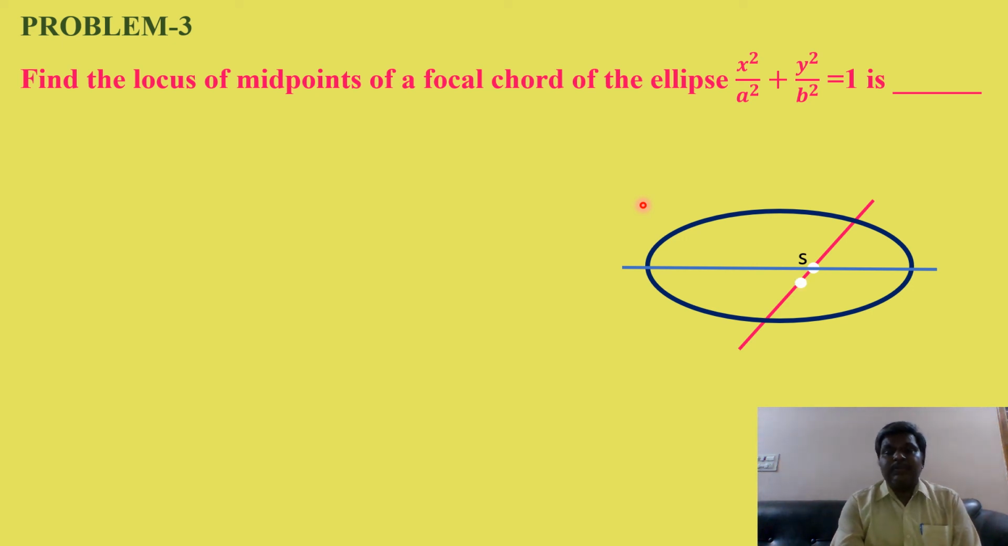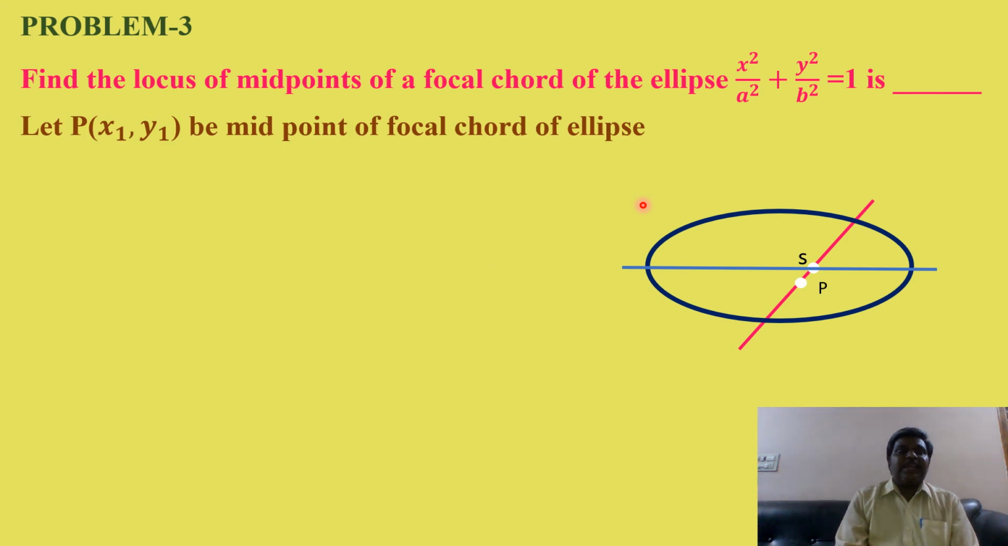Now this is the midpoint of the chord, as shown in the figure. Let P be the midpoint of the focal chord. You can draw infinite number of focal chords, so we obtain infinite number of midpoints of their corresponding chords. These are focal chords. We collect all those midpoints and we get some locus. That is what we are going to find out here. So this is the meaning of the question.